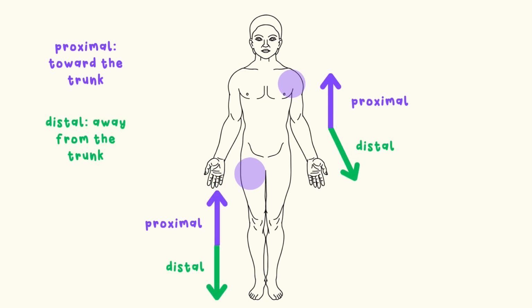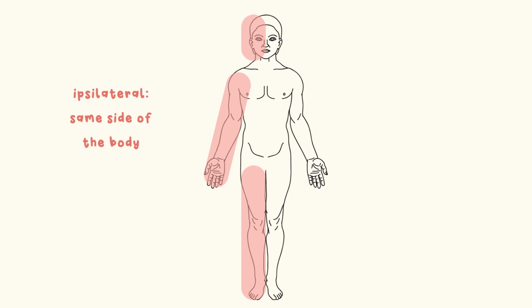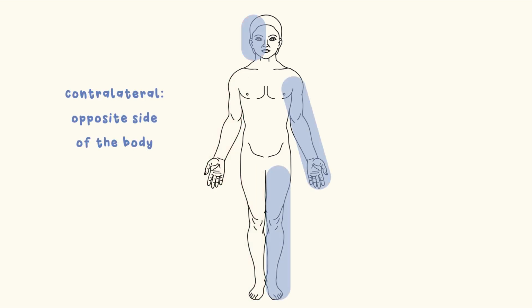If the purple dots highlight the trunk, proximal refers to toward the trunk, while distal refers to being away from the trunk. We can also introduce the terms ipsilateral and contralateral. Ipsilateral refers to items being on the same side of the body or impacting the same side of the body, while contralateral means the opposite side of the body.